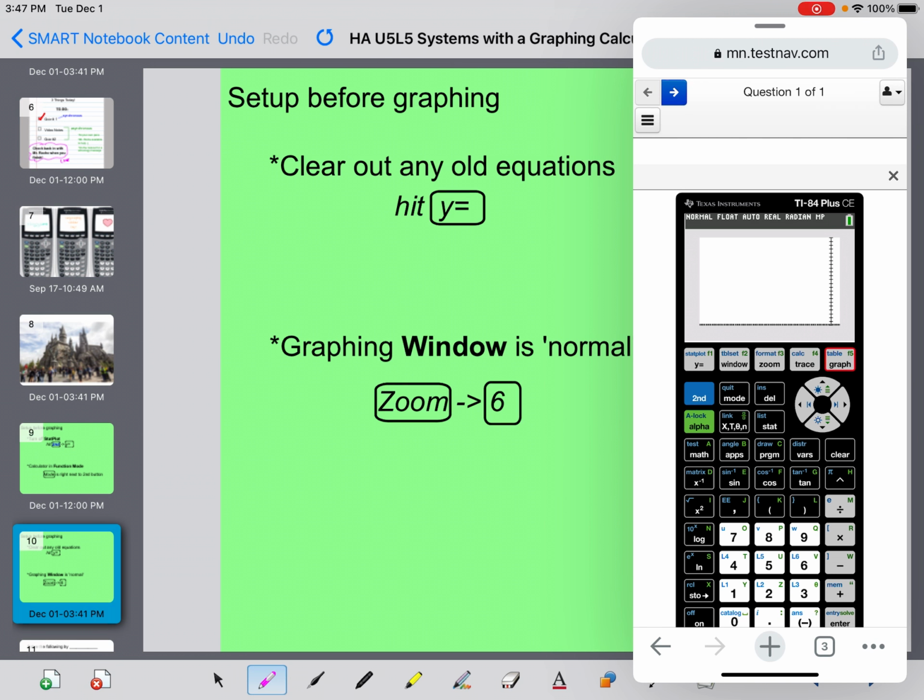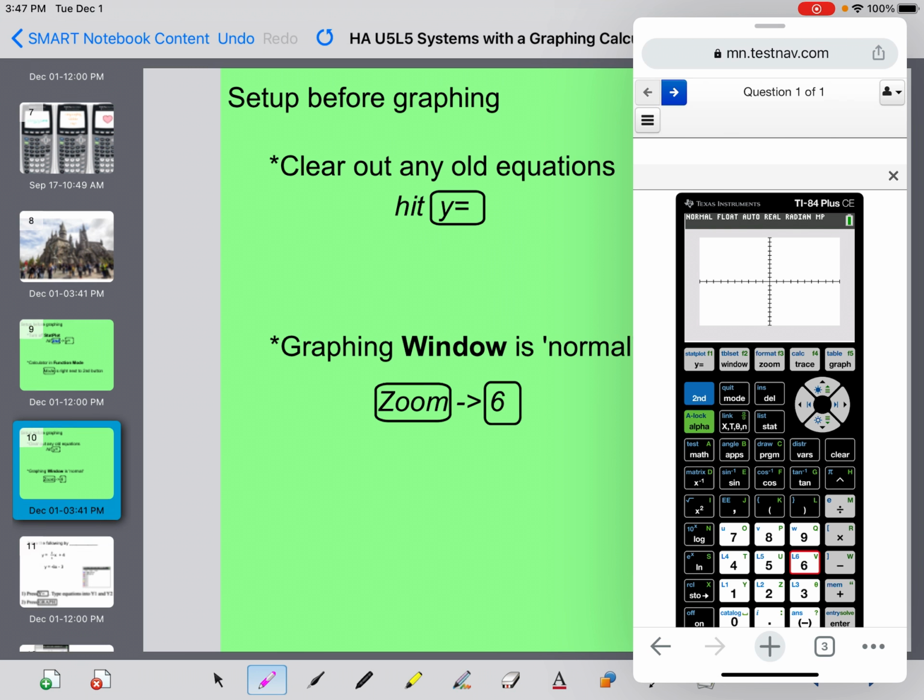If your graph window looks something like that, if you hit zoom and then 6 is standard, you can either scroll down to it or just hit the number 6. It'll turn it back into a 10 by 10 4-quadrant graph. So that is going to be our friend today. I'm also going to talk about one more zoom trick that will help you find multiple intersection points.